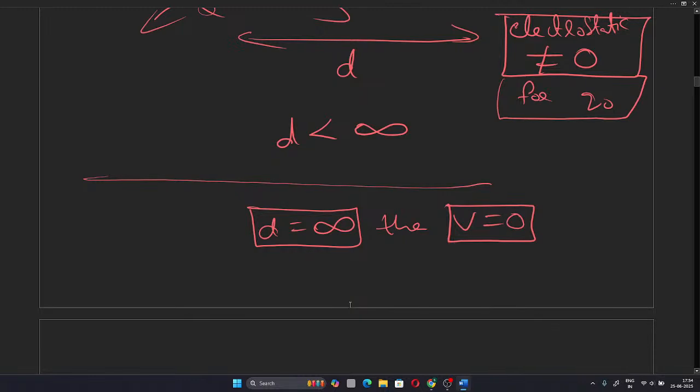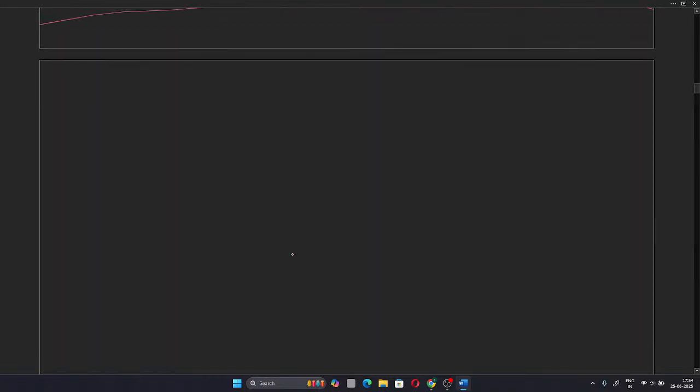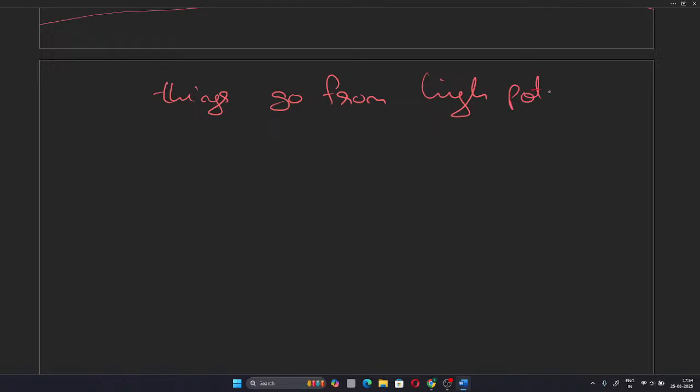But there is another topic, potential energy, that is different. Basically, the basic concept is that things go from high potential to low potential. This is the basic principle. This is almost universal.